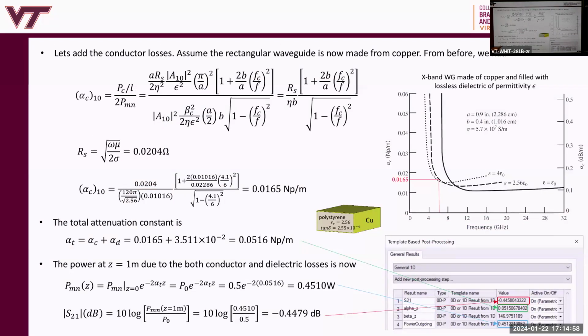So we calculate 0.4510 watts. We go down here, we get the same number for power outgoing on the port, including dielectric and copper losses. Our analytic models are based on this alpha total versus the numerical model, which is calculating based on a finite element method. What is S21? If we include both these losses, we can calculate this analytically on paper. We don't need the numerical tool, but it's cool to see that it gives you the same result. Now it's 0.4510 divided by 0.5, 10 log of that, negative 0.4479, half a dB loss.